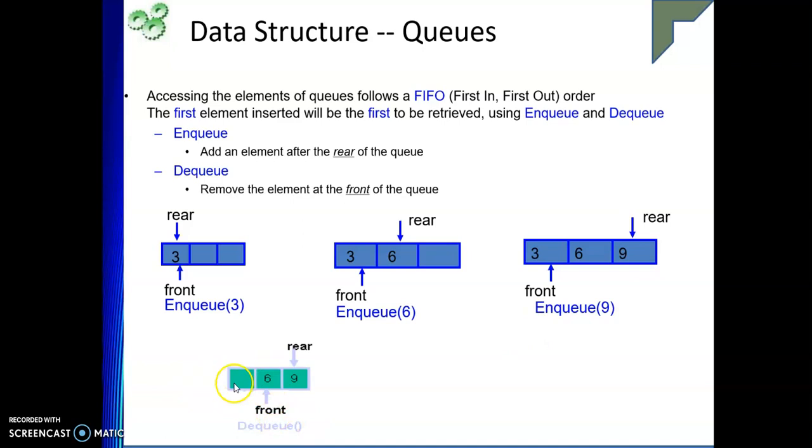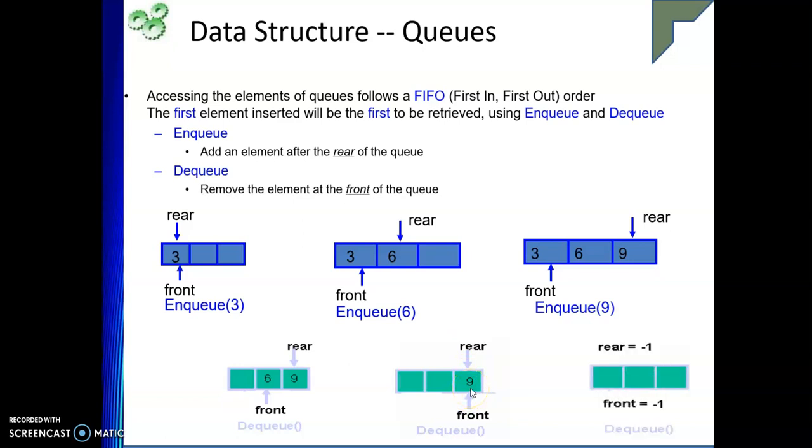Let us see here, we just removed 3, now we have 6 and 9. Now the front will be pointing to 6, rear will be pointing to 9. Now if I remove 6, then both rear and front are equal to 9, and if I remove 9, now rear equals -1 and front equals -1. And again, if you want to do a dequeue operation, we will say the queue is empty. That is what we are going to say.